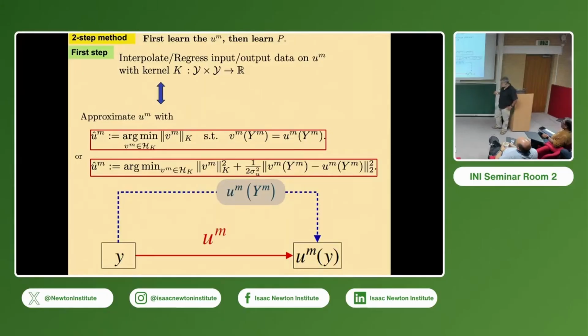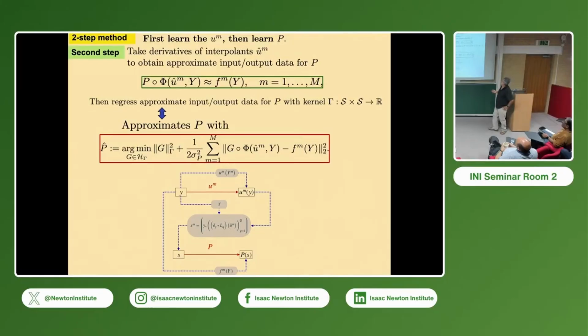And then once you have interpolated your partially observed solutions, you take the derivatives of the interpolants to obtain approximate input-output data for P. And then you regress the approximate input-output data for P with your other kernel gamma, which is equivalent to approximating P with the minimizer of the following kernel ridge variational problem, right?